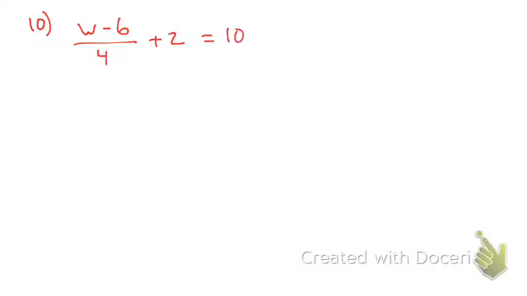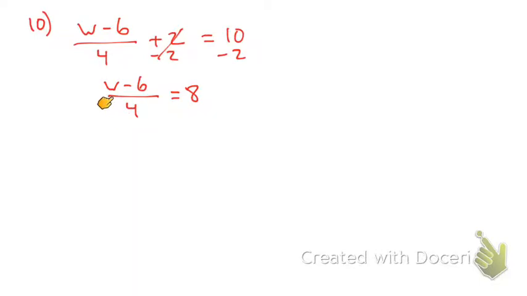Our goal is to solve for w. So before we can even mess with this fraction, we want to get the fraction by itself. So I want to subtract 2 from both sides. So we have (w minus 6) over 4 equal to 8.